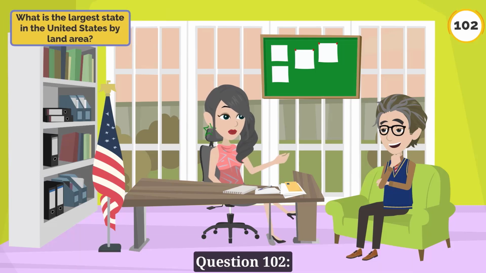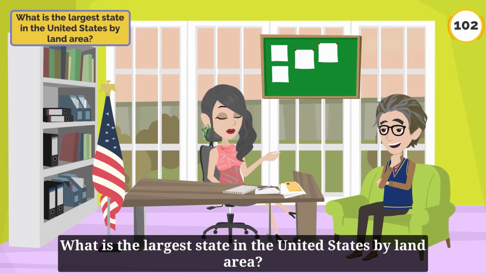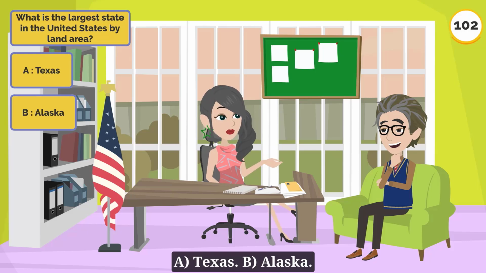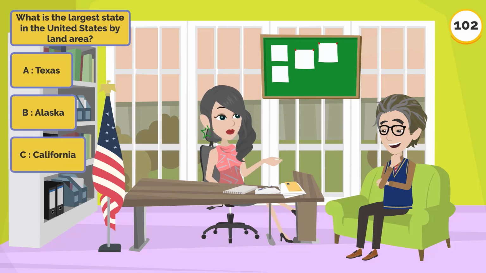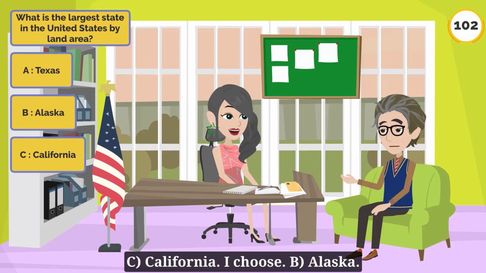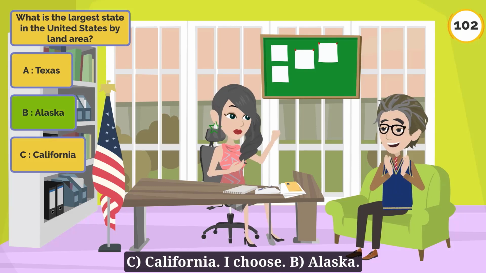Question 102. What is the largest state in the United States by land area? A. Texas. B. Alaska. C. California. I choose B. Alaska.